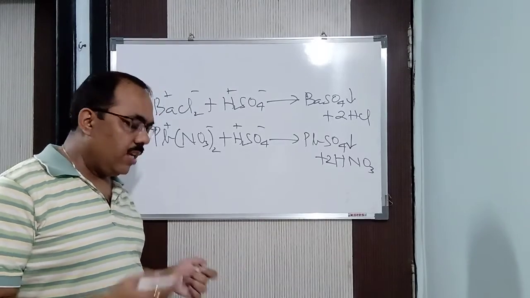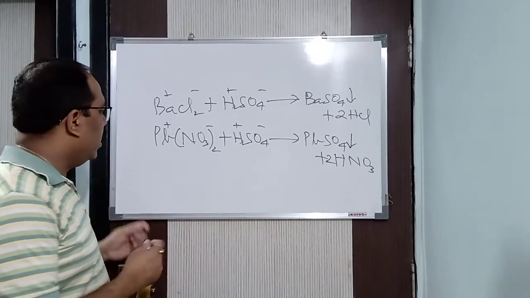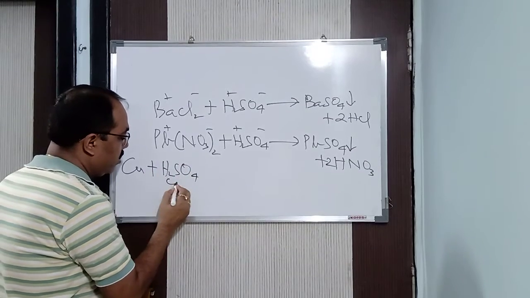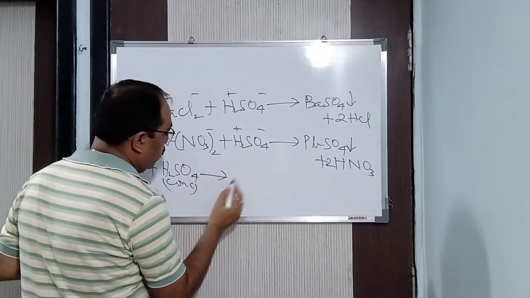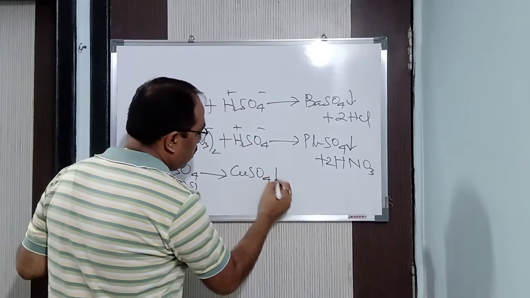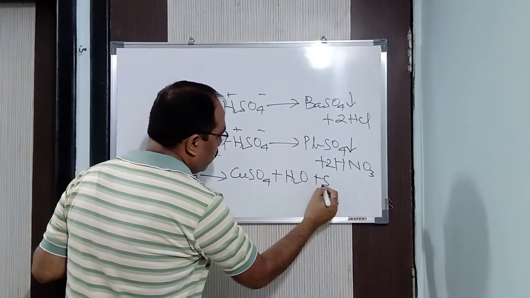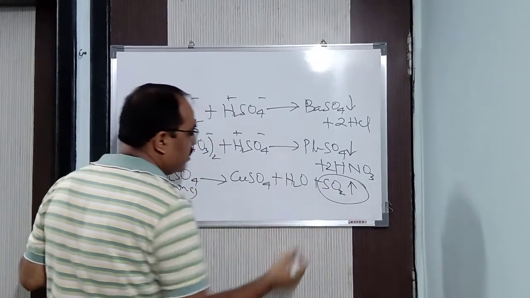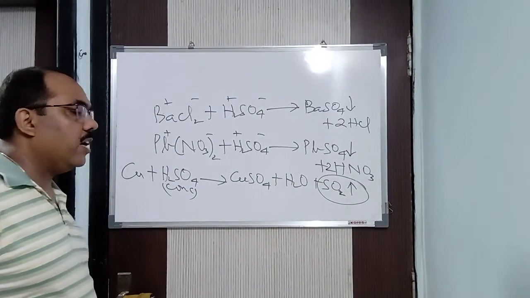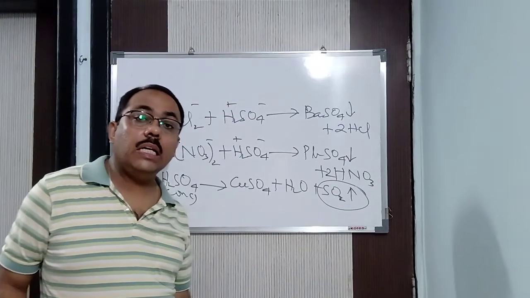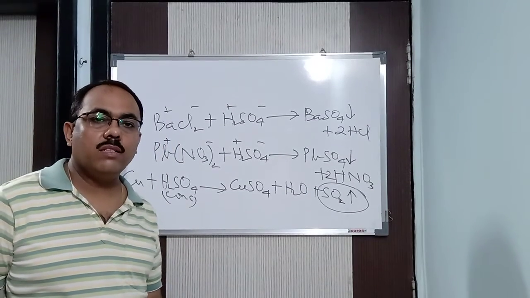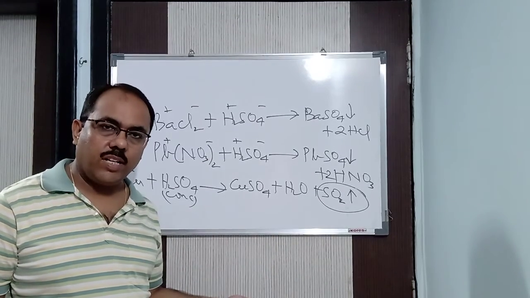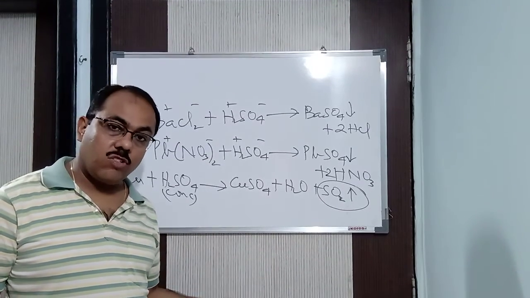Similarly, we can also use the reaction of copper with sulfuric acid. Last class I told you this reaction. It gives you copper sulfate plus water plus sulfur dioxide. Now sulfur dioxide gas is evolved. You pass this gas through acidified potassium dichromate solution. It will turn green. Acidified potassium dichromate is orange in color. When you pass sulfur dioxide gas, it turns green. Clear? So this reaction also we can use.